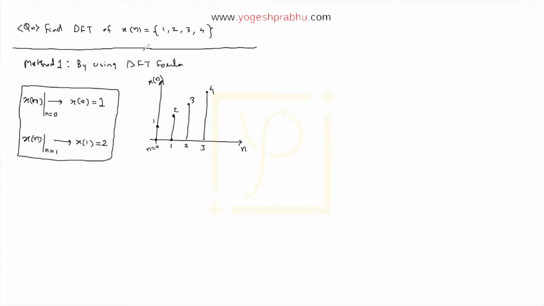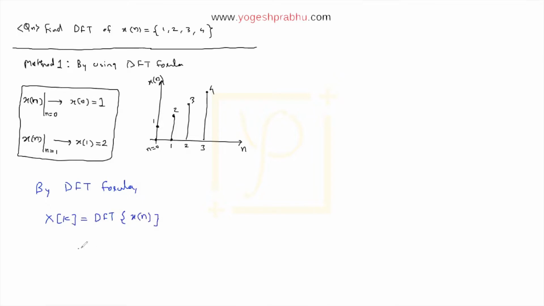Now, as I said, we're going to be using the DFT formula. So let me write down the formula of the discrete Fourier transform. This is by the DFT formula. Let's write down the formula now. X of k. Now the formula says if you want to find x of k, which is the DFT of x of n, let me write DFT of x of n.